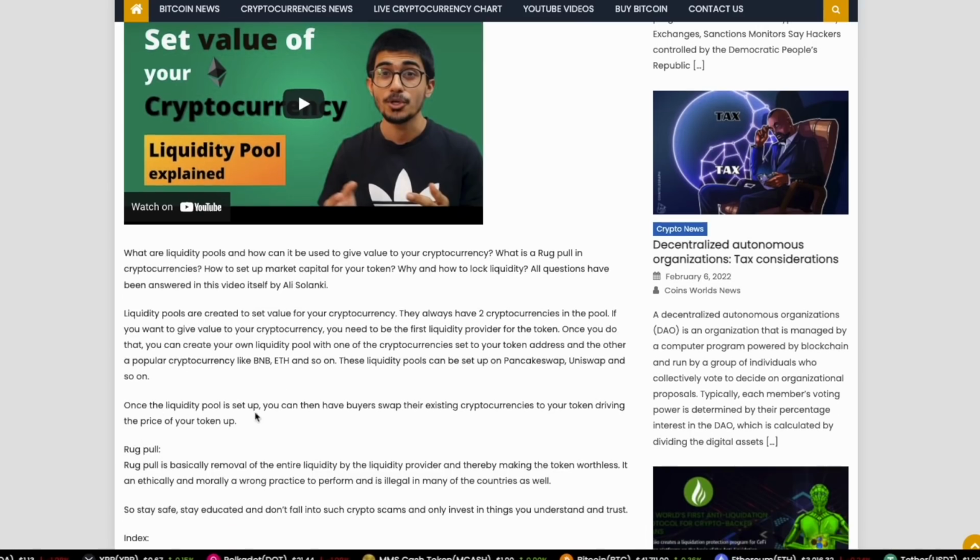And once that liquidity pool is set up, you can have buyers swap their existing cryptocurrencies to your token, driving the price of your token up. So as you have more liquidity, the stronger your token becomes.